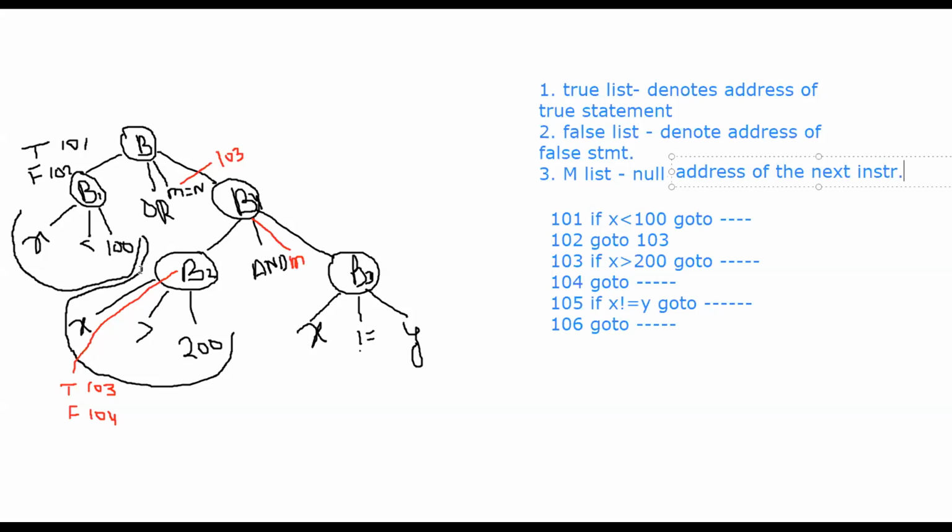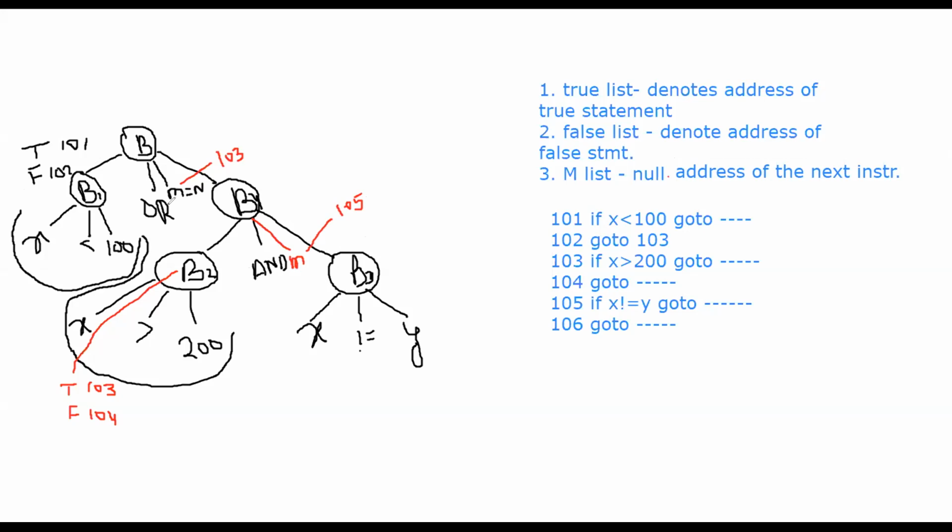Now, if B2 is true and the operation is AND, which means if B2 is true, we have to check B3. We are not talking about false. If B2 is true, then we have to check B3. So what will M contain here? The M will contain the address of B3. What is the address of B3? 105. I hope you are getting this concept. Address of the next instruction to be executed.